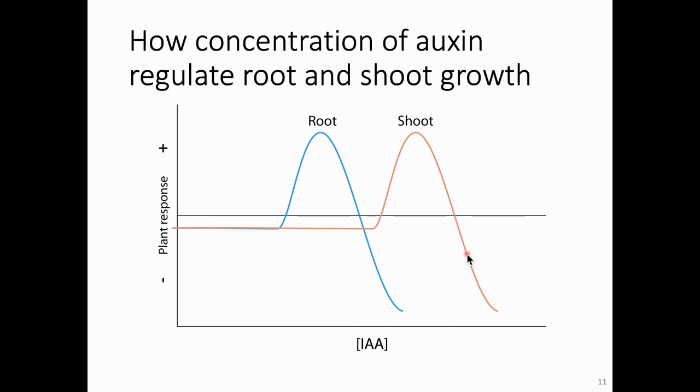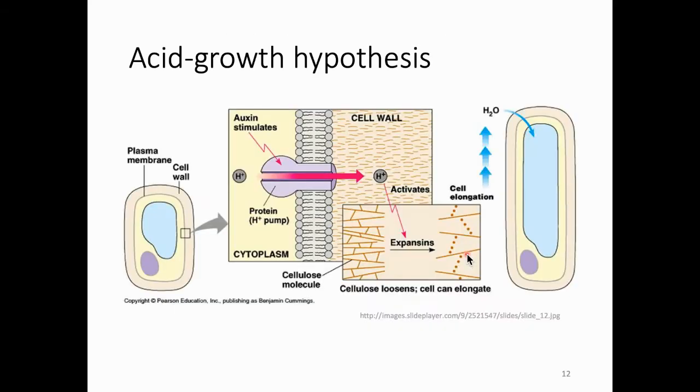as well. So this graph is quite important, and I would like you guys to understand how it works in this graph, because you will need this idea to explain the bending of the root and bending of the shoot in response to gravity, or gravitropism. Alright, let's talk about the acid growth hypothesis.